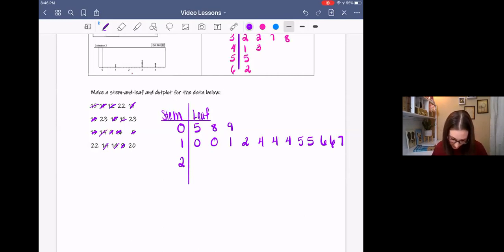Let's see. And then we'll look at the 20s. There's a 20, 2 22s, 2 23s. I believe I got them all. So my spacing did get off here. I would recommend that you not be as sloppy as me and space it out a little bit better, but you get the idea. So that's all I have for organizing data.